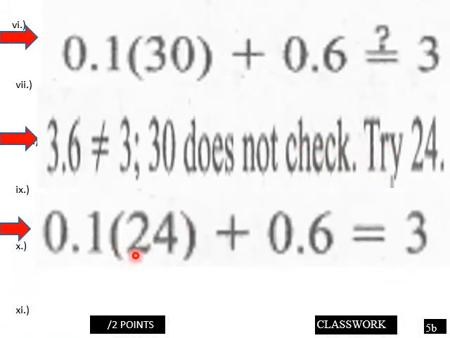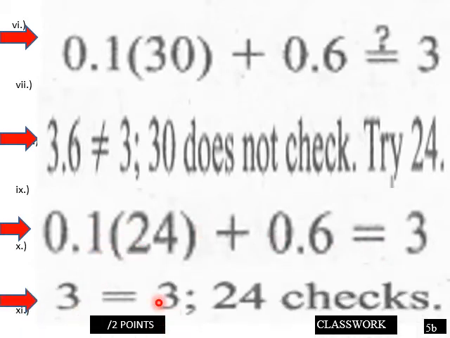So we're going to stick in 24 in here. 0.1 times 24 plus 0.6. Now that does equal 3. So 24 times 0.1 would equal 2.4, plus 0.6, and 3 equals 3. 24 checks. So that would be a problem-solving plan.